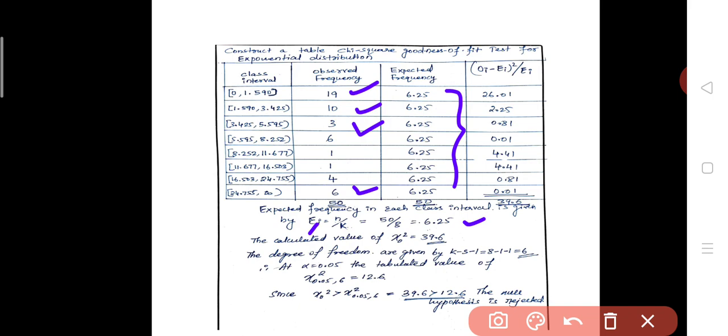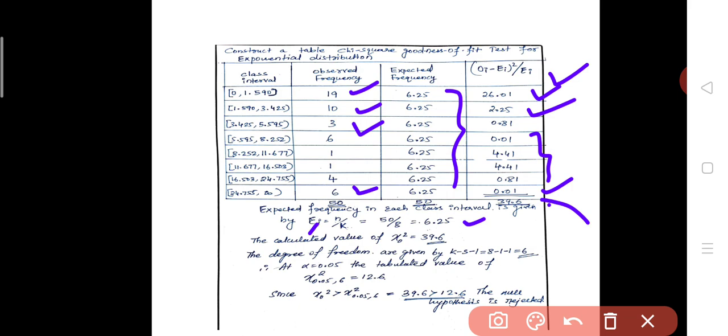After that, we find (OI minus EI) squared divided by EI. The value for the first class interval is 26.01, for the second class interval 2.25, and so on, and the last class interval has a value of 0.01. Adding all these values, we get a total of 39.96. This is called the chi-square statistic value.